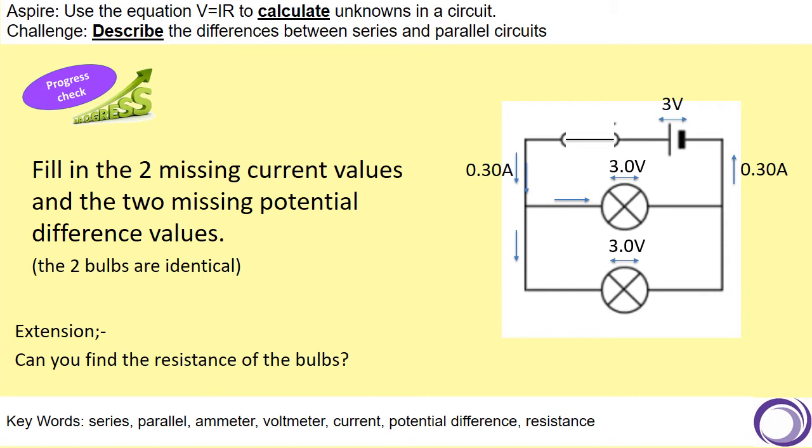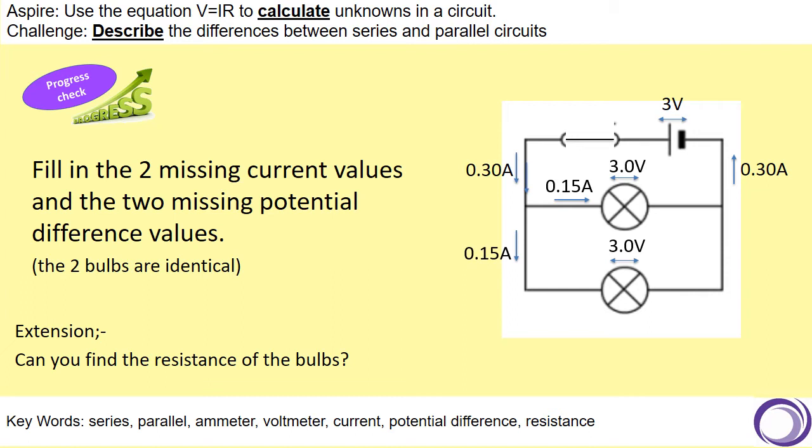Give yourself a mark each if you've got that right. Current then. We've got 0.30 amps coming out the positive side of the cell. It comes down here and then it divides up. If we're saying the bulbs are identical, it'll just split half the current down one branch, half the current across the other branch. So that gives us 0.15 going through there, 0.15 going through there. 2 more marks if you got those right.